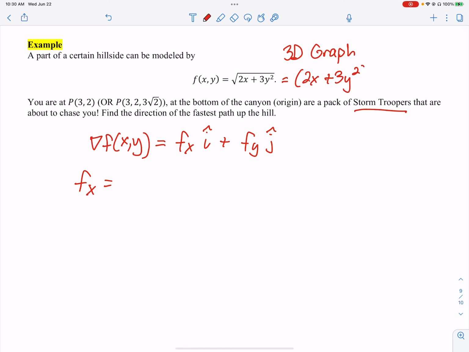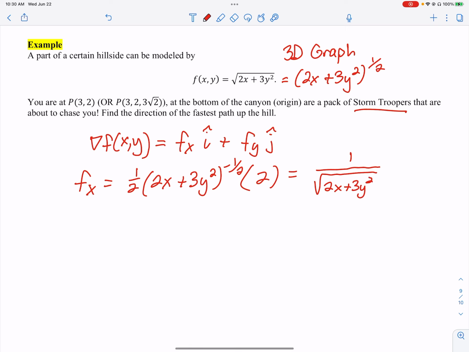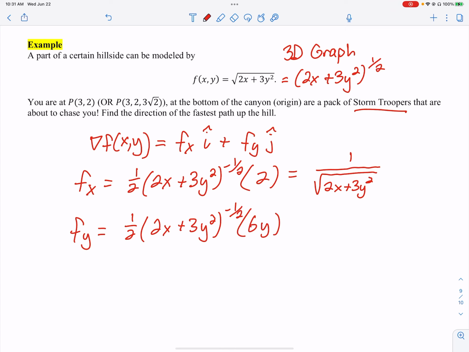We get 1 over the square root, we can go ahead and throw the square root on there, square root of 2x plus 3y squared, right? The 2's canceled. Partial with respect to y, it's not symmetric in this case. The 1/2 comes down, I get (2x plus 3y squared), still that stays, it goes down to a negative 1/2, but now I take the partial with respect to y, so I get the 6y, leaving me with a 3y on top.